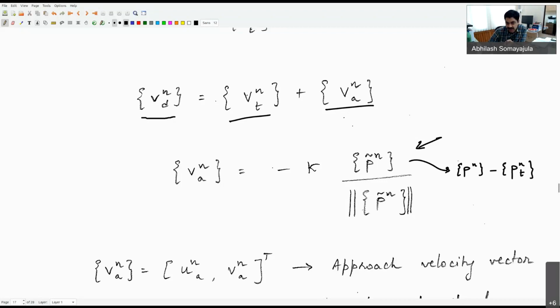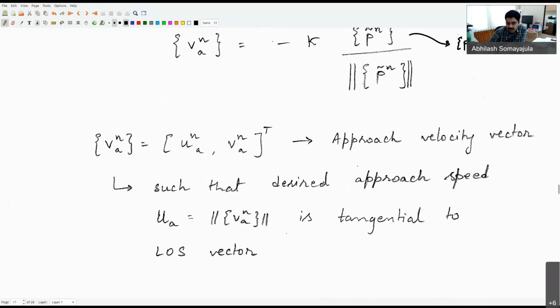Yes. So when I do not have a target velocity, when the target velocity is equal to 0, then my constant bearing guidance scheme is the same as the pure pursuit guidance scheme. There's absolutely no difference. It looks like exactly the same law. All right, so the approach velocity vector.